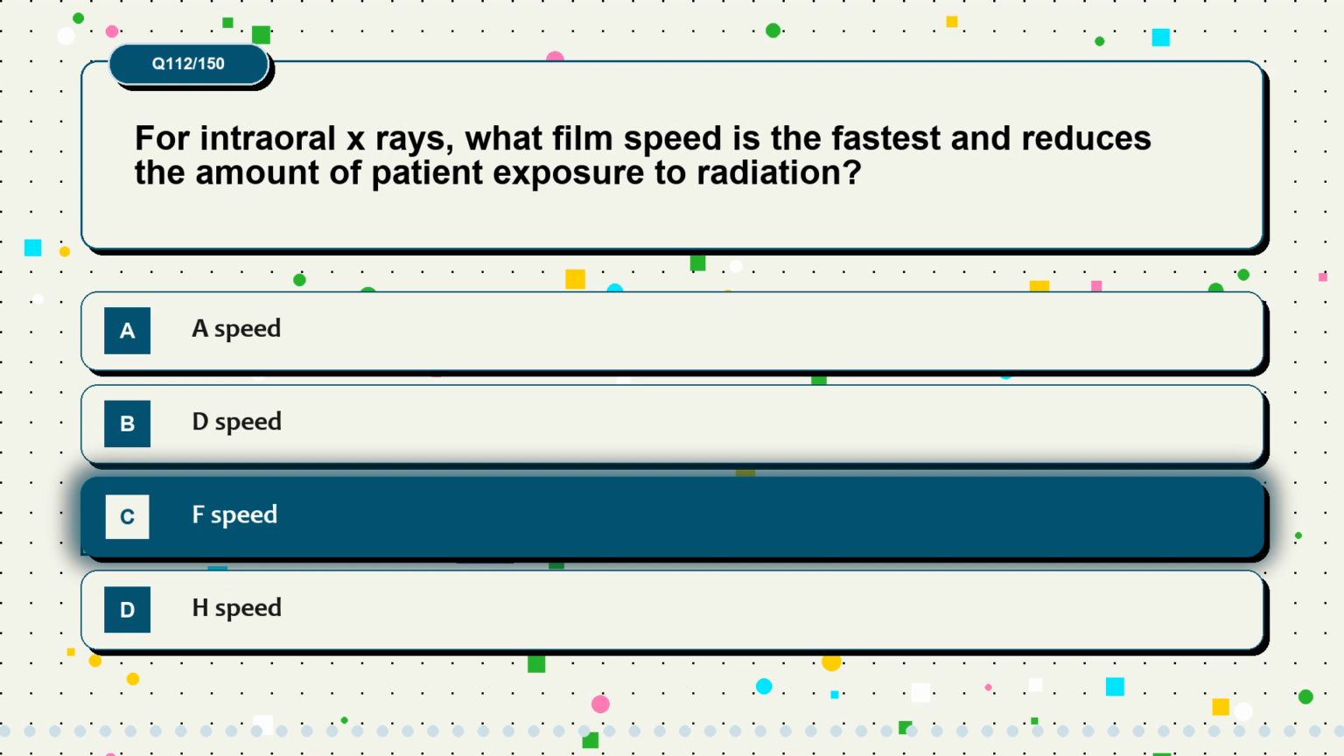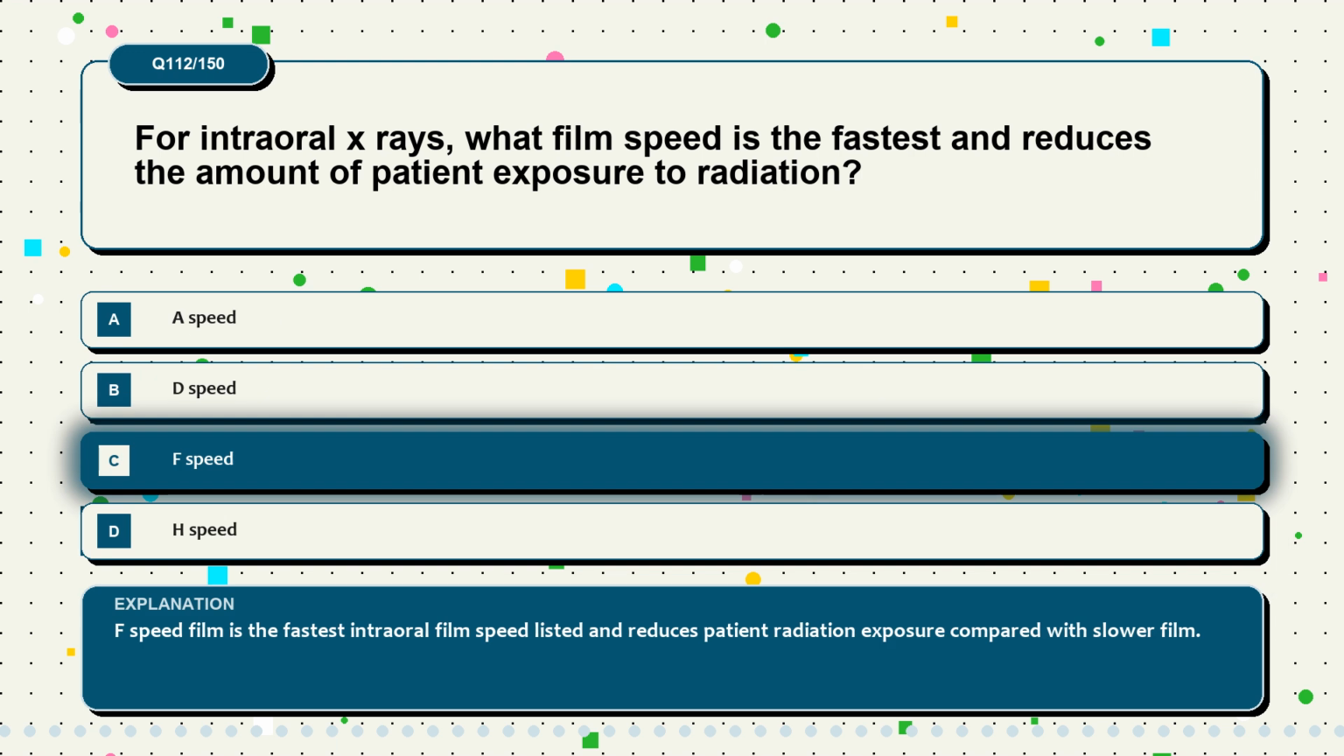The correct answer is option C. F speed. F speed film is the fastest intraoral film speed listed and reduces patient radiation exposure compared with slower film.